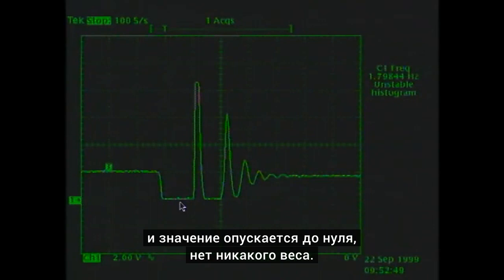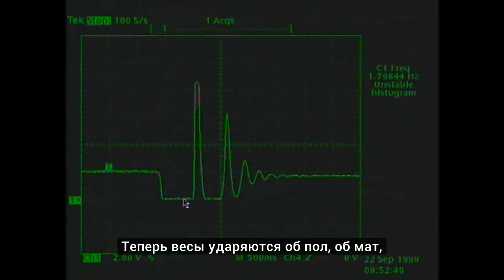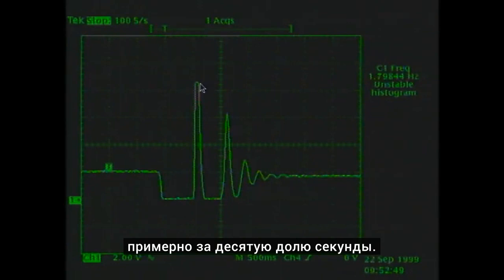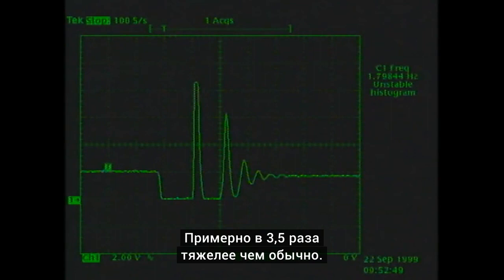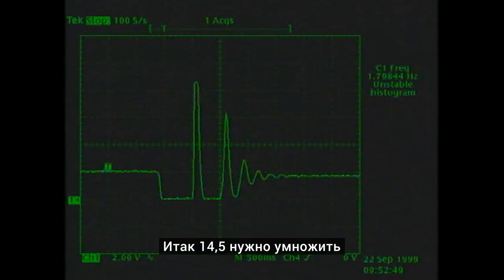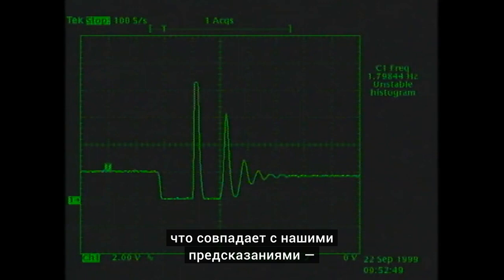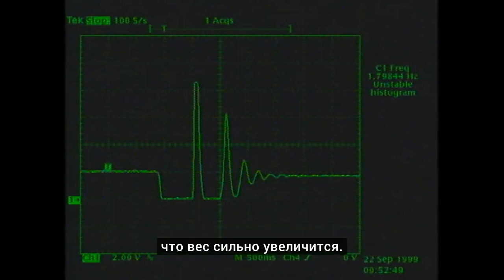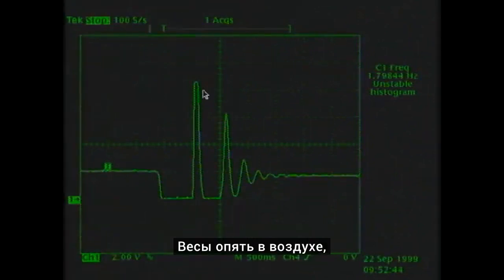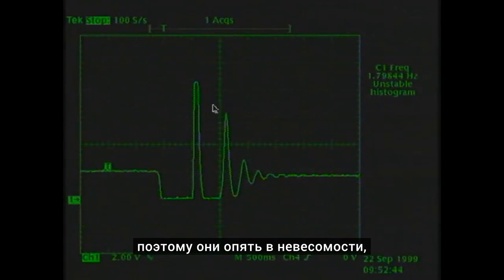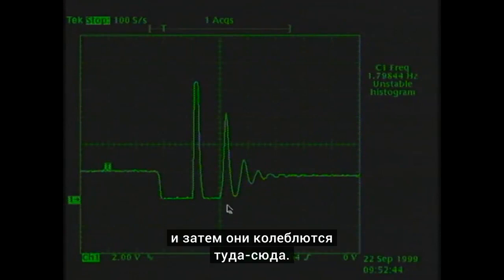That's no weight. Now it hits the floor, the cushion, and its weight goes up in something like 1/10 of a second. Look, this is about 1, 2, 3. It's about 3.5 times its weight now. So the 14.5 has to be multiplied by 3.5 or 4, which is exactly what we predicted, that it would be much higher. But now it bounces off because it's a very nice cushion. It throws it back up. So it goes back into the air, so it goes immediately to weightlessness again. And then it oscillates back and forth.